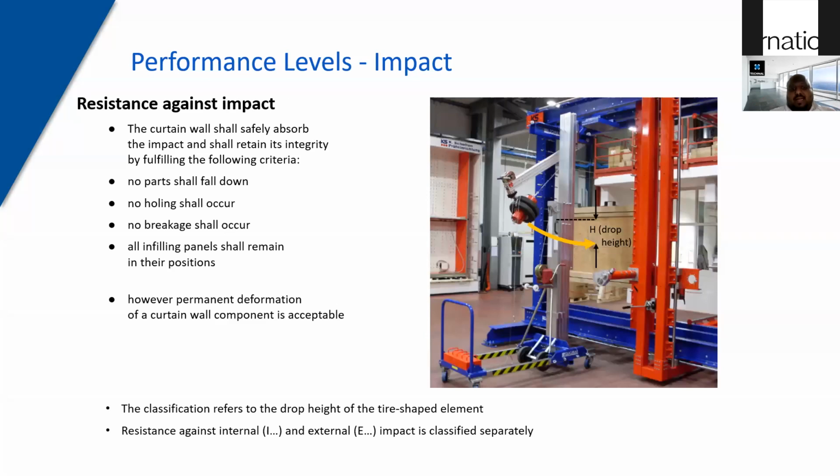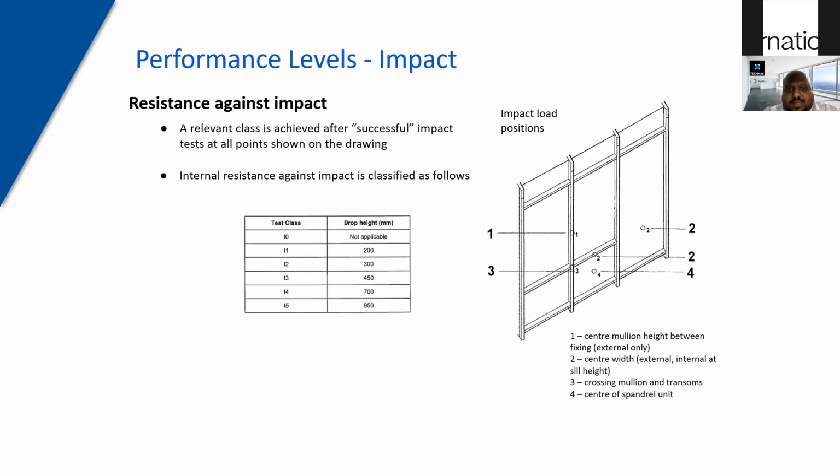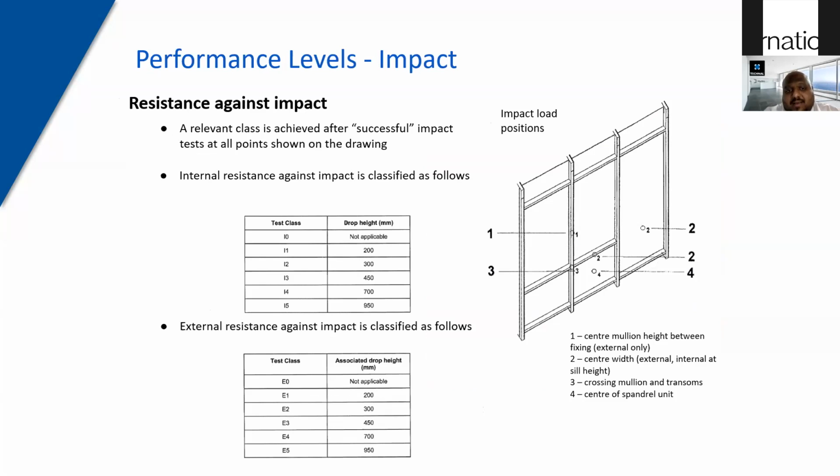So the impact, internal and external. Imagine there is a healthy guy like me standing on the curtain wall and trying to push the curtain wall out. You need to measure those forces as well. So you are testing the curtain wall for internal and external impact, and those are classified as I and E separately. So here are the different test classes. Depending upon the drop height, you get classification as I1 to I5 for internal. Similarly, for external, depending upon the drop height, you have classifications E1 to E5.